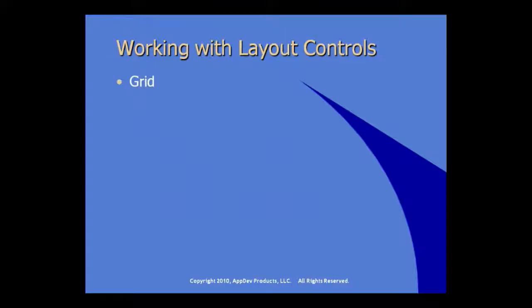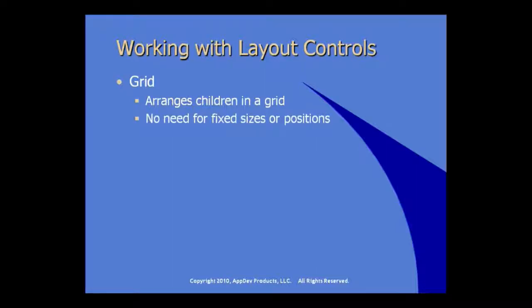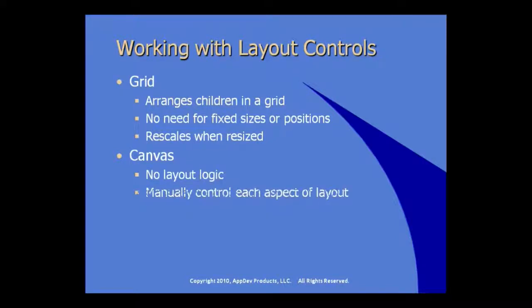There's the grid control, which is a container for other children controls and arranges those children in a grid. There's no need for fixed sizes or positions if you're using a grid. You just lay things out within the cells of the grid. It also rescales when it's resized, which is very helpful for having a dynamic resizing interface. Finally, there's the canvas layout control, which has no layout logic, and you manually control each aspect of the layout when you're using a canvas control.